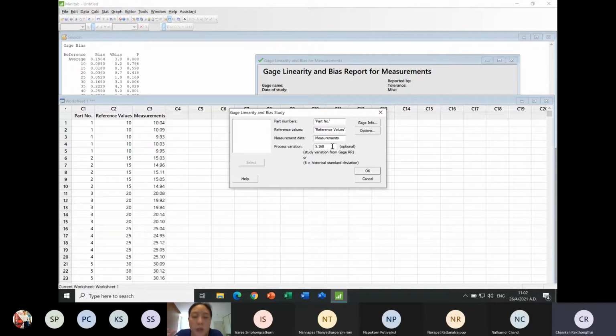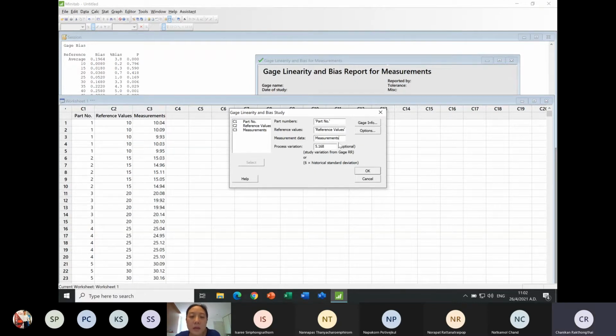So when we do this analysis, we have to prepare the data in the format that Minitab requires. Minitab requires 3 columns. The part number column, C1, right? In the C2 column, we have to prepare the reference values. We enter the reference values first, and then the measurement columns. So you have to prepare those 3 columns in advance, before you click onto this analysis.